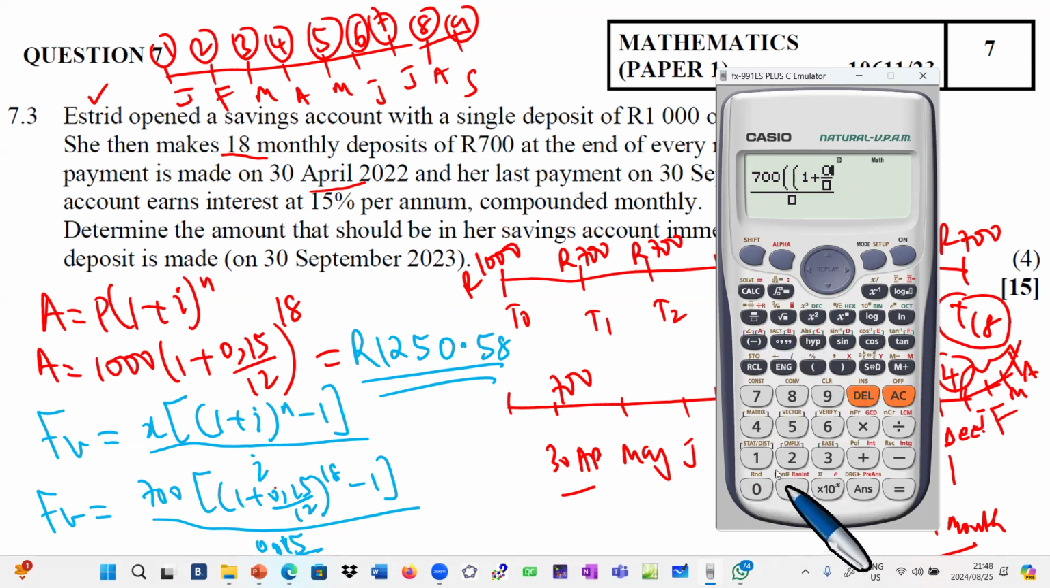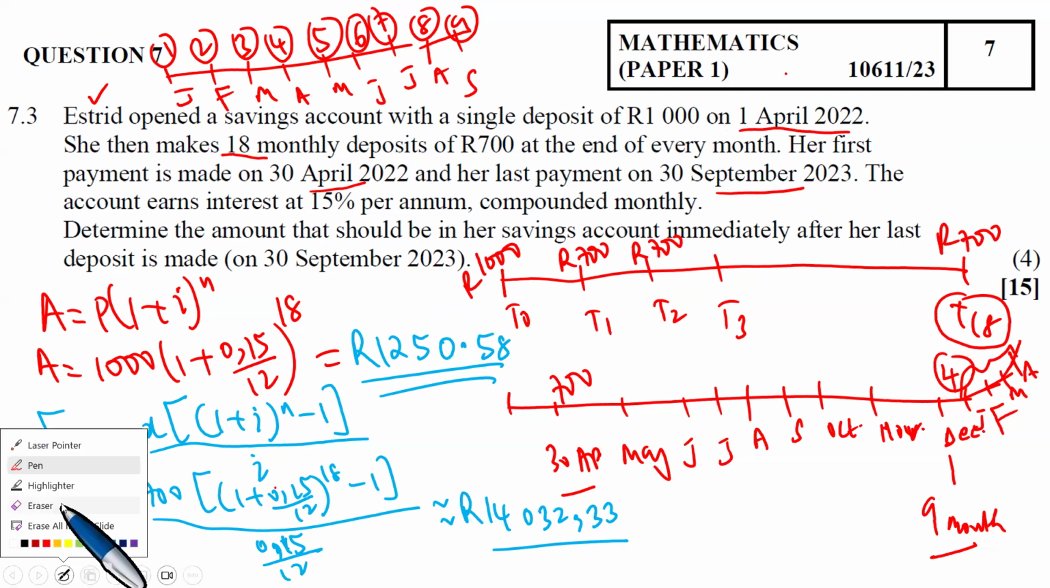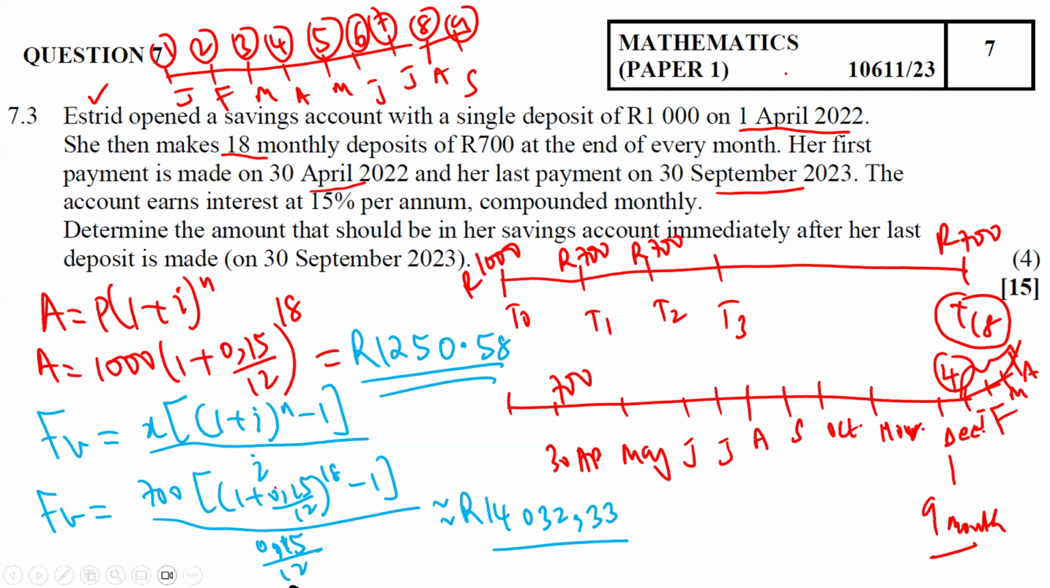So that in the end, we have exactly 700 times (1 plus 0.15 divided by 12) to the power 18, minus 1, divided by 0.15 divided by 12, right? And then you're getting exactly 14,032.33. So what we're getting here is exactly 14,032.33.